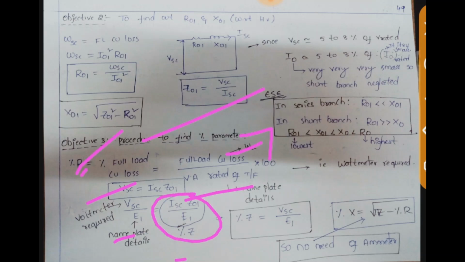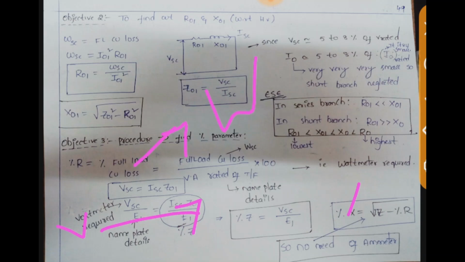VSC is measured by the voltmeter, and E1 is mentioned on the nameplate details, so by the voltmeter reading you will find the percentage Z value. Percentage copper loss, that is percentage R, is measured by the wattmeter reading. So percentage X is equal to root of Z square minus R square. Sorry for that.